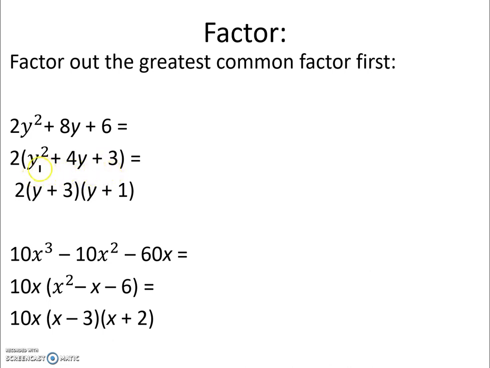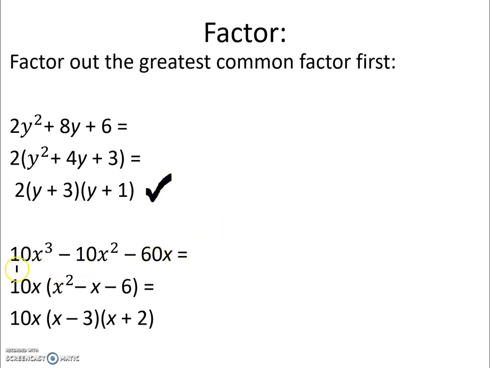Continuing to factor, we factor this y squared plus 4y plus 3. That factors into y and y for our y squared. And again, they're both positive, so these have to be positive as well. Factors of 3 that will add up to 4 are 3 and 1. So it factors into 2 times the quantity y plus 3 times the quantity y plus 1.